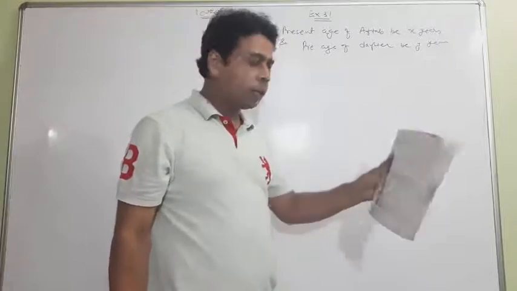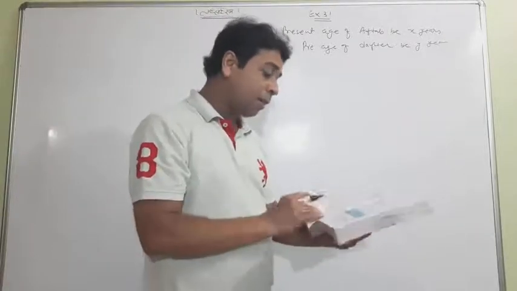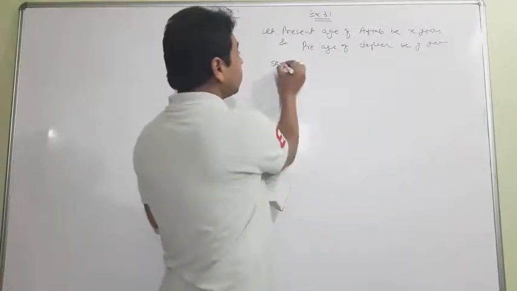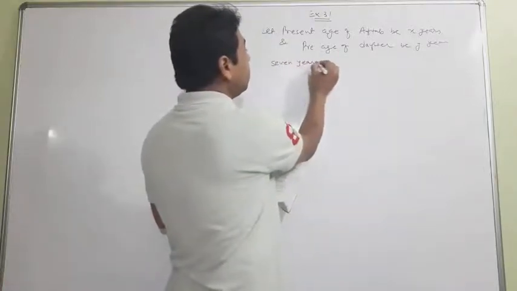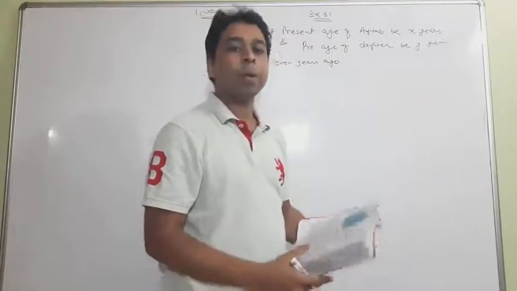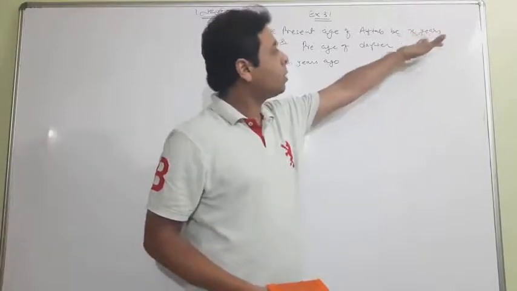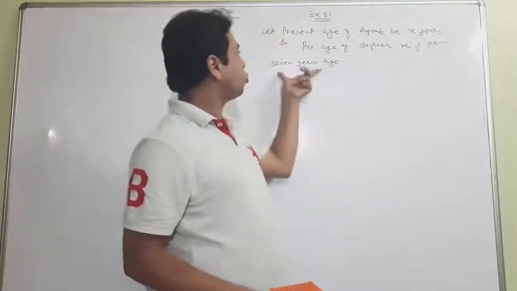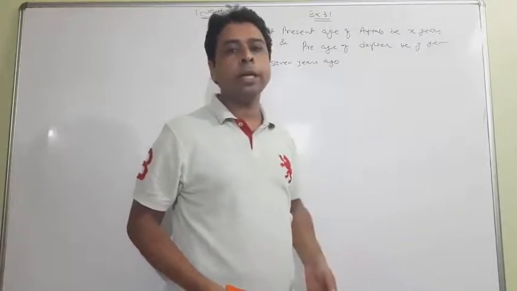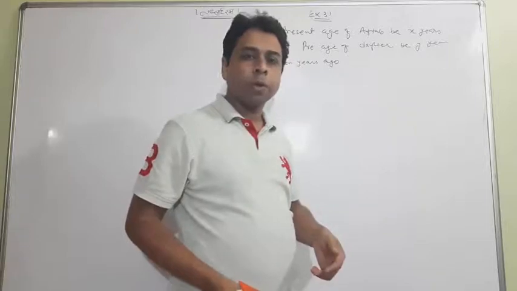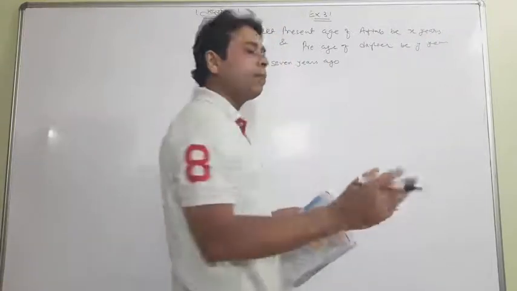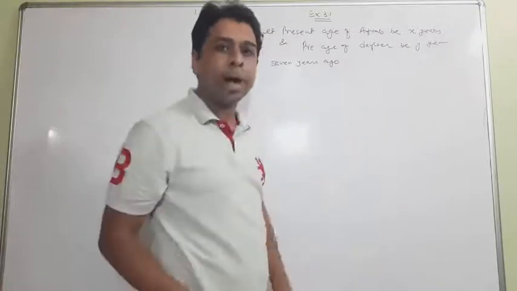Now the very first sentence of the question says 7 years ago. When it is written 7 years ago, we don't have to read further. First of all, these are their present ages, and the question is talking about 7 years ago. So first of all, we need to find their ages 7 years ago. We have to go 7 years back.